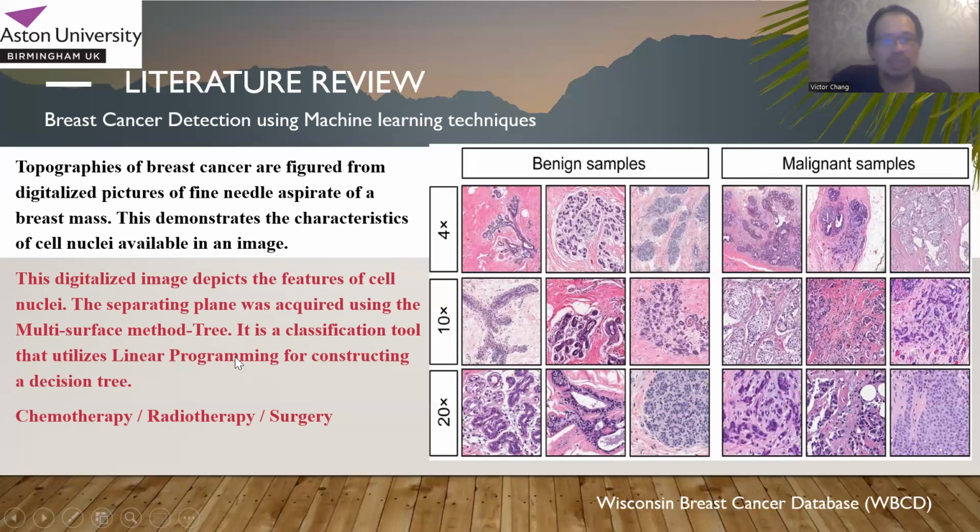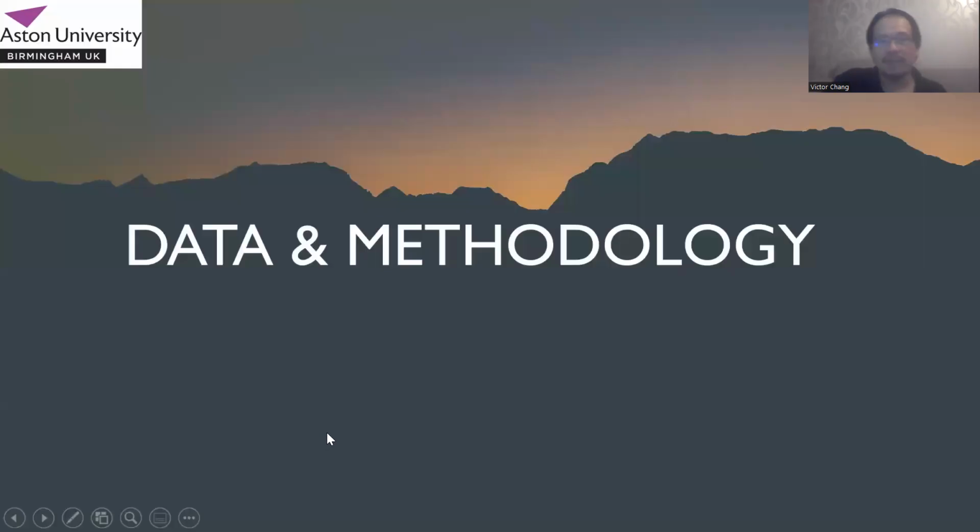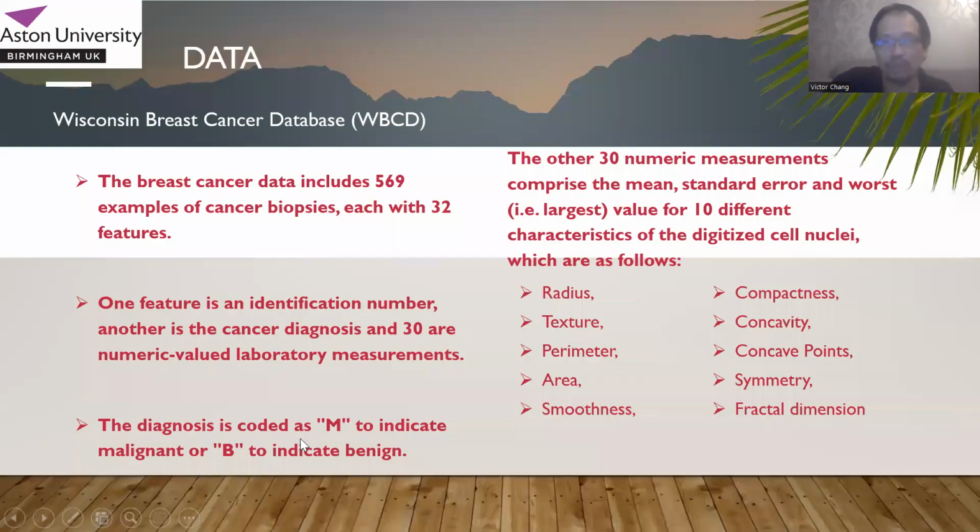And then we use the multi-surface method tree to classify the tumors and divide them in this way. There are usually different types of treatment, like chemotherapy, the use of different drugs to get rid of cancerous cells, radiotherapy, to expose the body to some radiation rays to reduce the activities of the cancerous cells, and of course surgery. These are the common methods. While we focus more on science, the contribution of our team is more on the data and methodology.